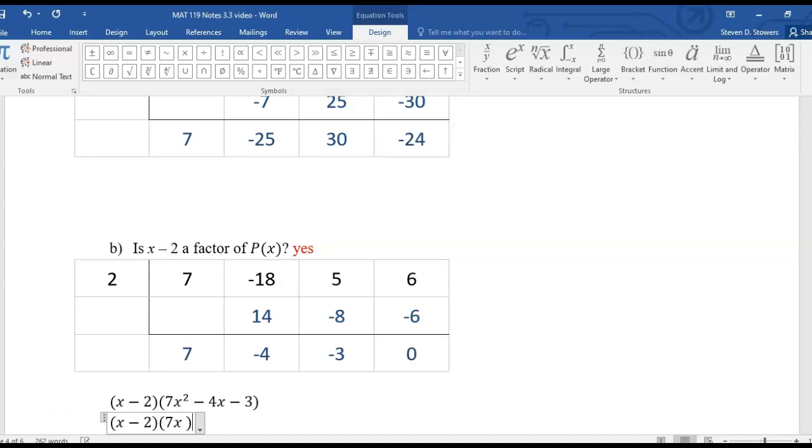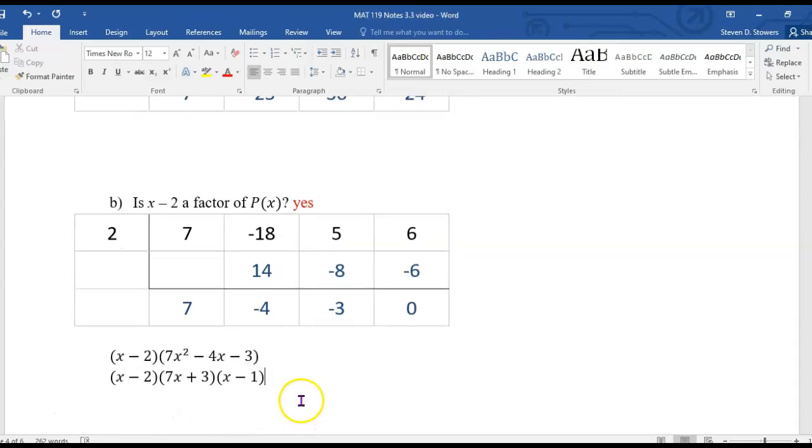into two factors that start with 7x and x. They have to end with numbers that multiply to -3, and the outside and the inside have to combine to -4x. So what if we put a +3 here and a -1 here? Because if we FOIL that, we get 7x squared minus 7x plus 3x, so there's minus 4x minus 3. So now it's been factored completely.